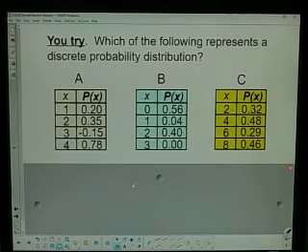Okay? Now, which of the following represents a discrete probability distribution? Pause the video. I'll give you a moment to figure it out.